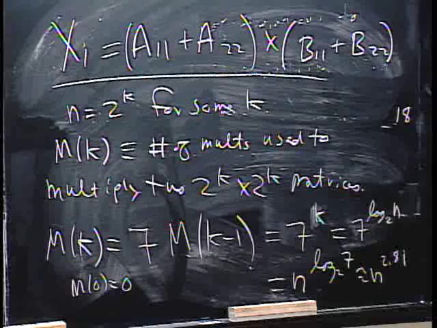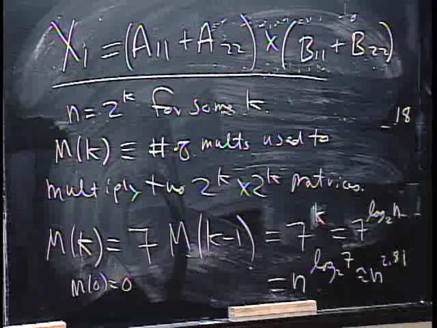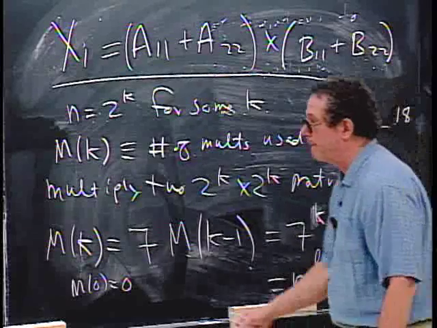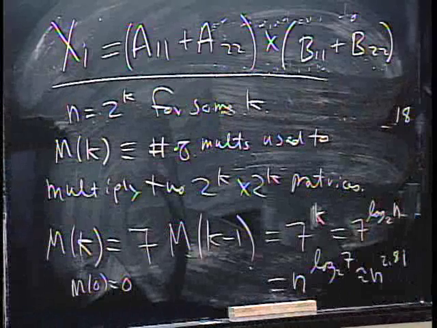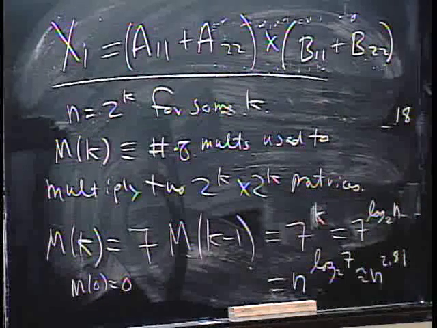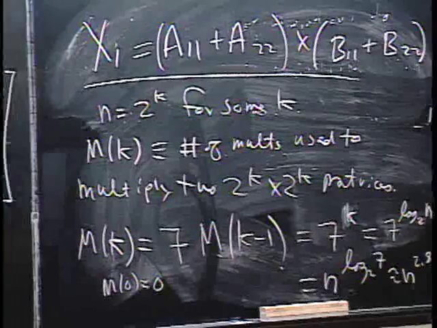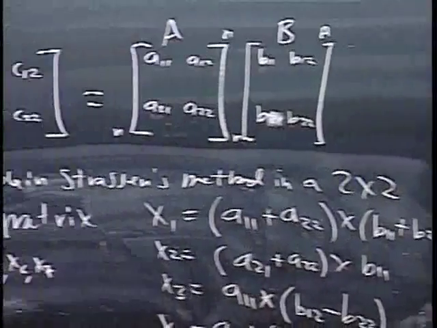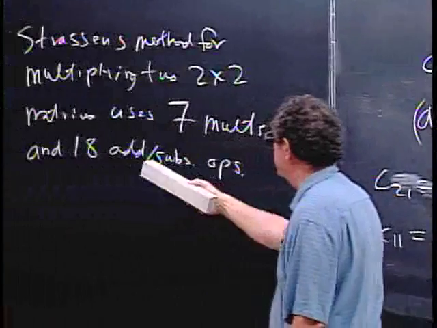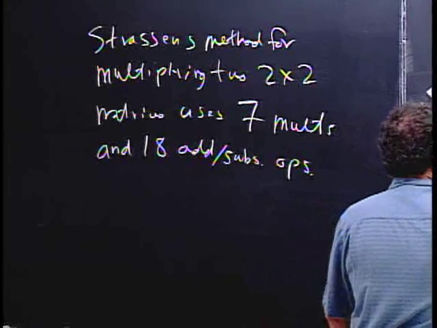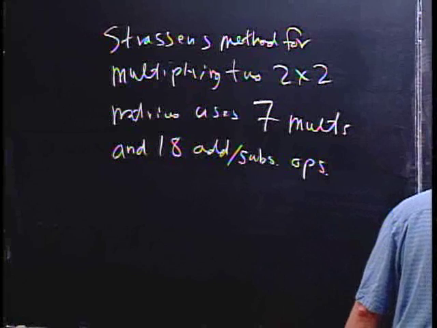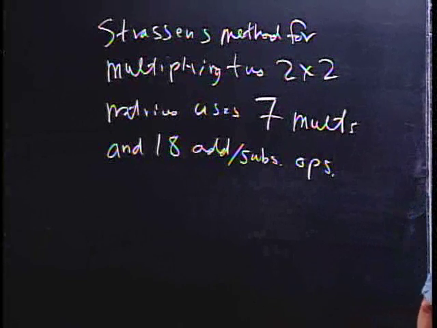It was done separate from the analysis of the number of additions and subtractions. So now we'll do that. So the number of additions and subtractions, well, I said over here, the 2 by 2 case uses 7 multiplications and 18 additions and subtractions. Now what happens when you use that recursively? Okay.